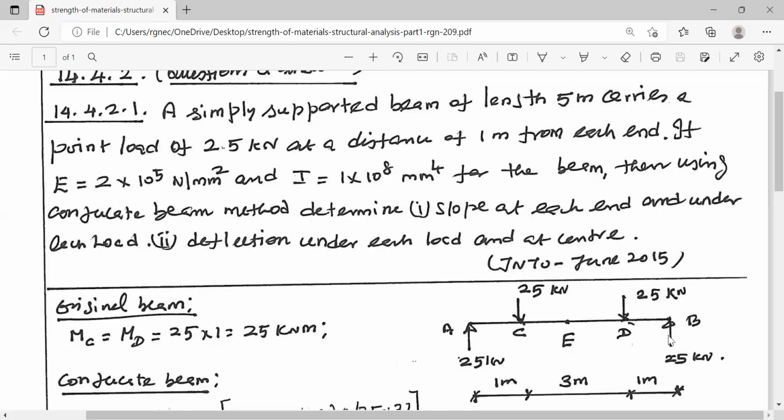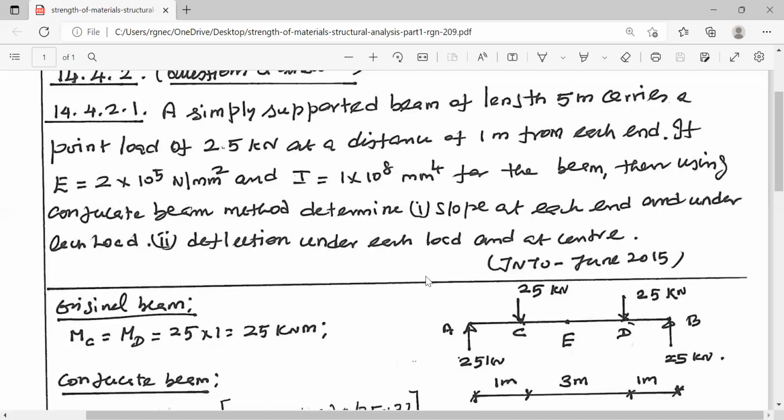A and B are the end supports, C and D are the loading points, E is the center point of the beam. Now we have to calculate slope at each end. That is, we have to calculate slope at A and B, theta A and theta B. And under each load, we have to calculate the slope under the load C and the slope under the load D. So we have to calculate theta C and theta D.